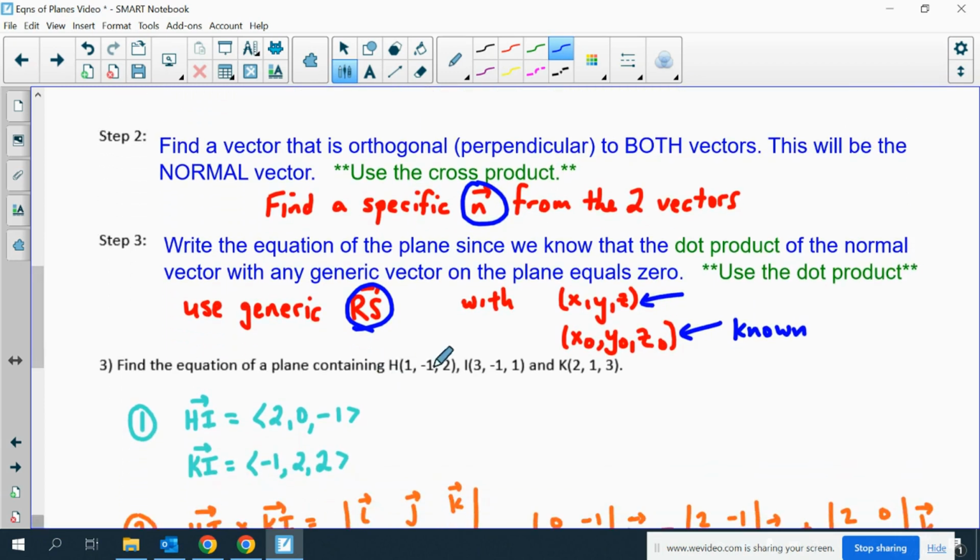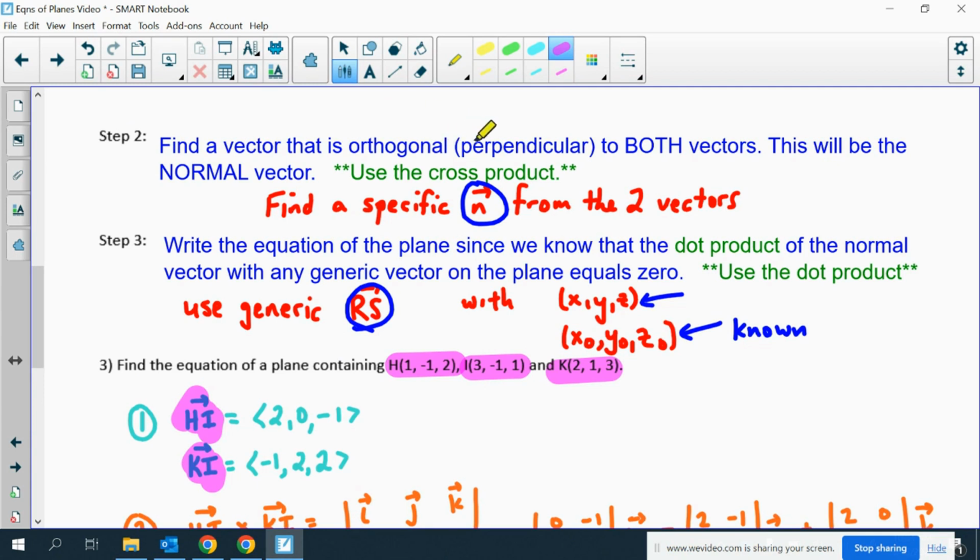So step 1, if I have 3 points, I just find 2 vectors from those 3 points. So I chose HI and KI. Could I have chosen different ones? Yes. I could choose IH, I could choose KH. Any 2 vectors that make the plane will end up working. So you just find 2 vectors by subtracting the points.